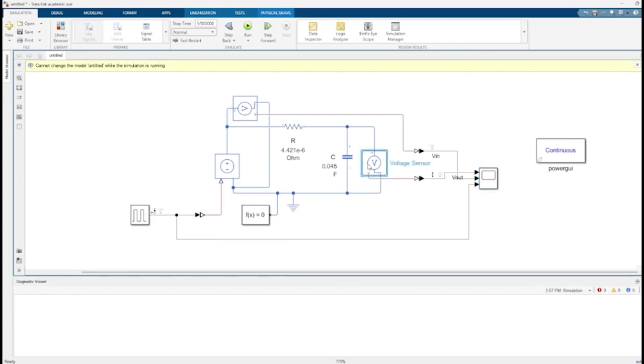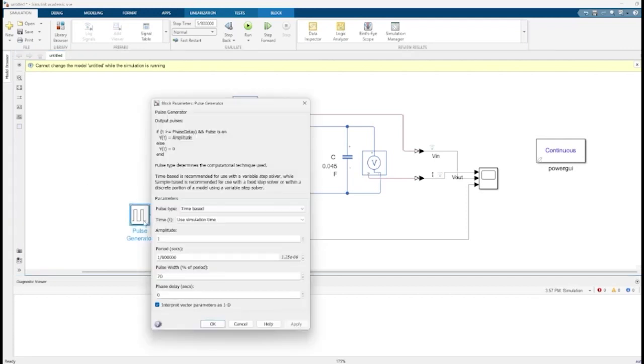We have voltage measurements going into the scope, and we also have the electrical reference and the required blocks from the Simscape and electrical libraries in Simulink, the solver configuration and the Power GUI. Now we're going to study the different responses by varying the duty cycle. In this pulse generator, we have a period. This period is 1 by F. F here we put as the resonant frequency, 800,000.